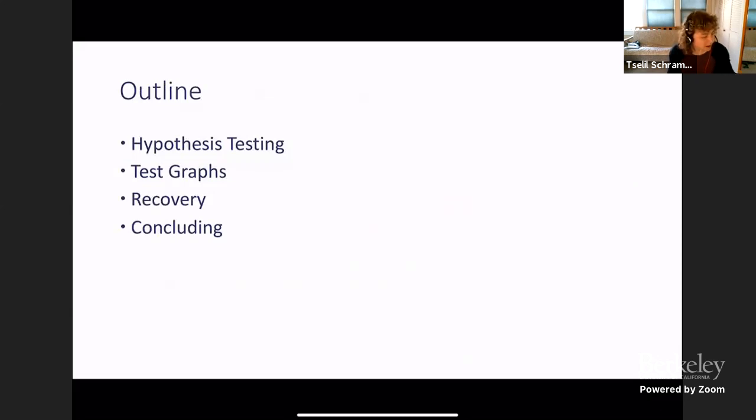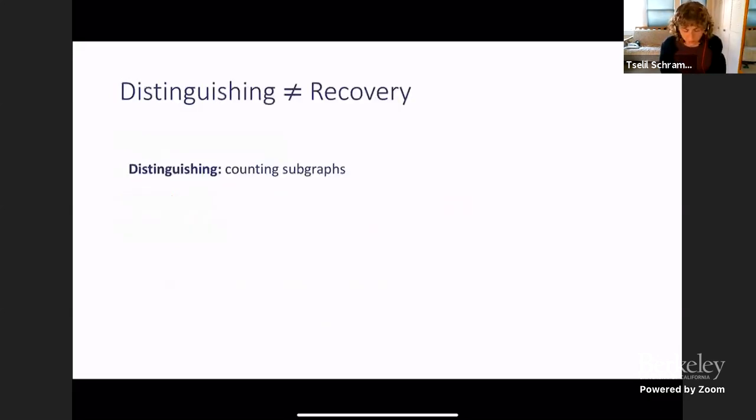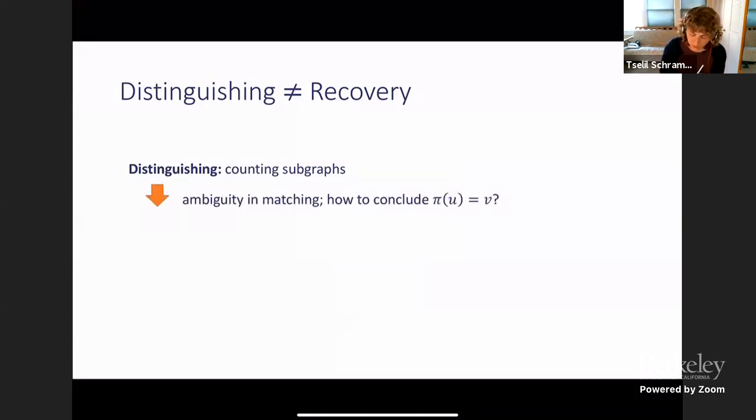Okay, so now I guess I'll tell you about recovery, kind of briefly. The first thing that I want to convince you of is that distinguishing is actually not enough in order to get recovery. Just because we can tell that the graph isn't two completely uncorrelated copies of GNP, that doesn't mean that we're going to be able to recover the permutation very well. Once you distinguish, there's some ambiguity in the matching. How should you conclude that two vertices be mapped to each other?